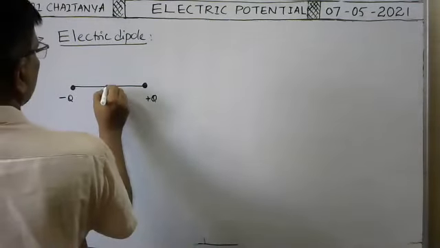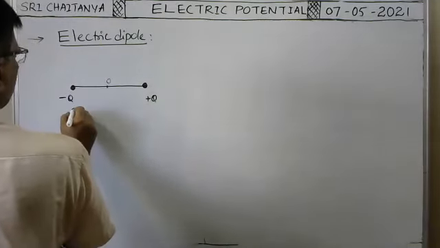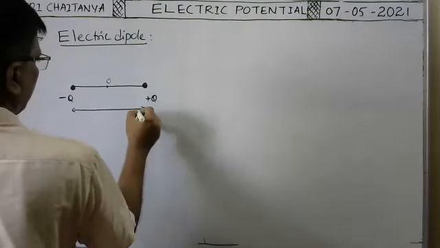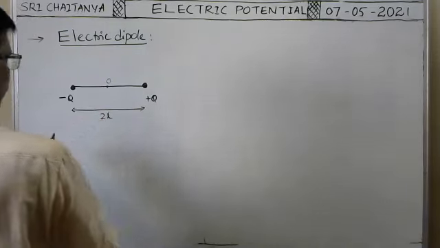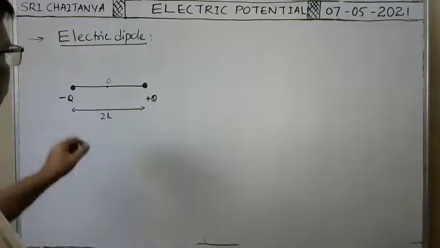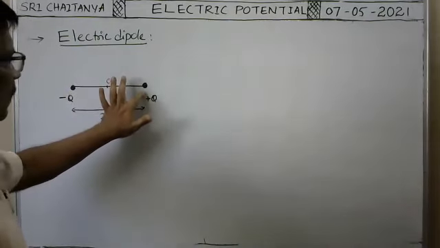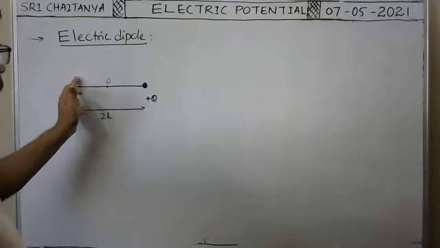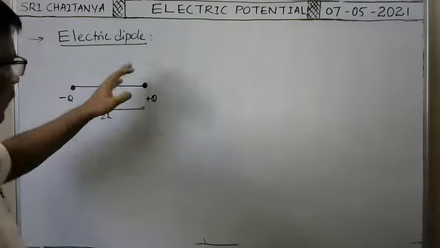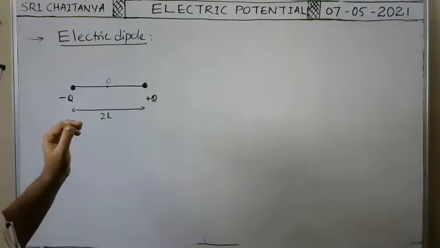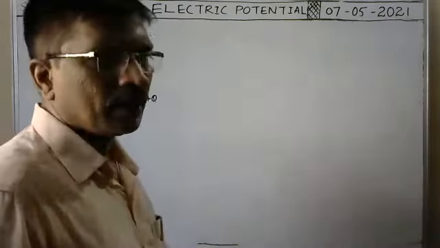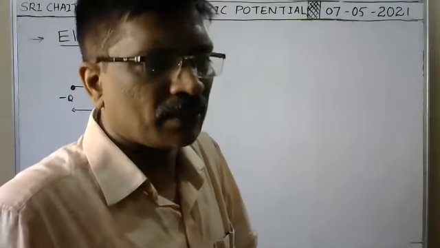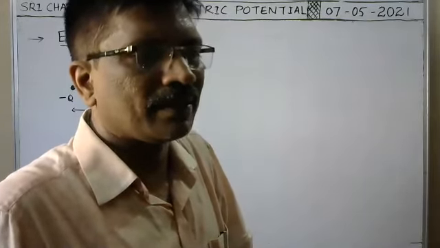Here the midpoint is say O. The distance between these two charges is called length of the electric dipole. For mathematical convenience, it can be taken as 2L. From this center, the distance of each charge is L, so the distance between two charges is equal to 2L. Okay, this is an electric dipole. So when two equal and unlike charges are kept at certain separation, then the arrangement is called an electric dipole.